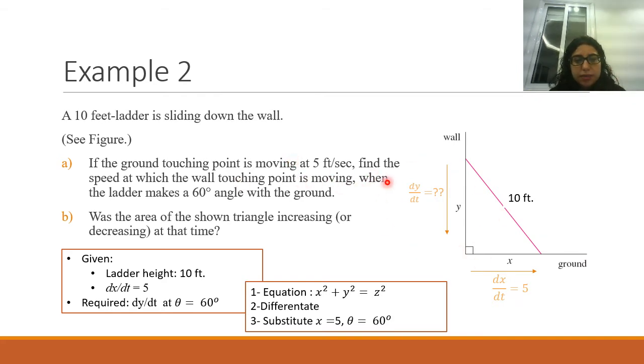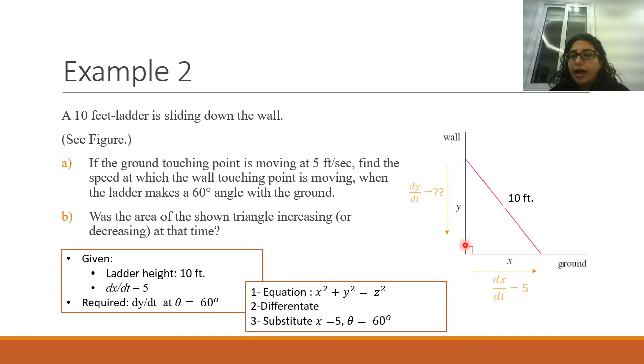So find dy by dt when the ladder makes a 60 degrees angle with the ground, when this angle is 60. Alright, here is the given info. The height of the ladder, the rate of change dx by dt, and he wants dy by dt at theta equals 60. So we have 3 steps to do.